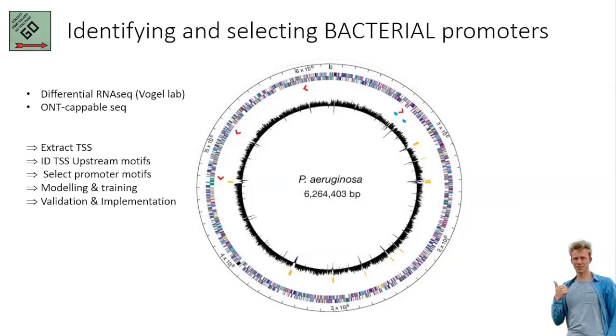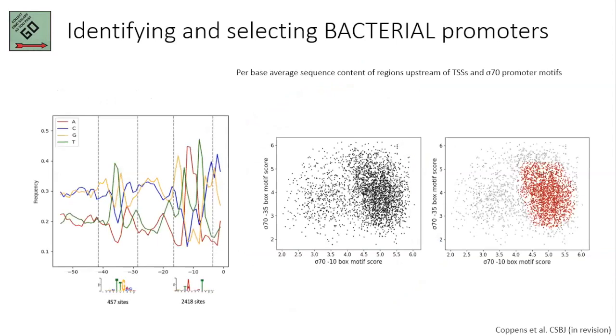Assuming that these are correct, experimentally validated promoters, can we use those in modeling, setting up a neural network to be trained using those promoters as input, and then implement this in software to be used? And that's what we did.